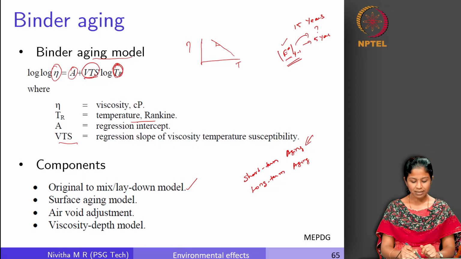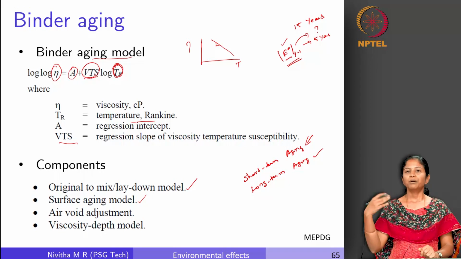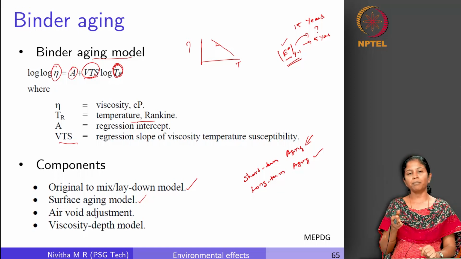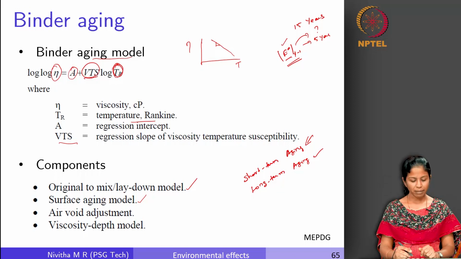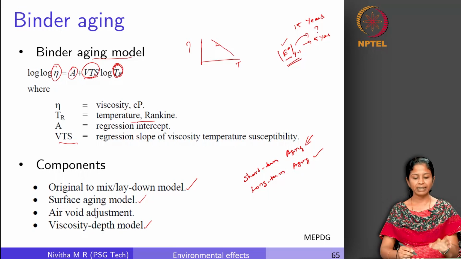Then it also has another component to take into account the surface aging model. Once it is laid, how does the surface stiffness vary with time? And once the surface stiffness is determined, the probable variation in stiffness along the depth can also be determined. That is the viscosity depth model. So, these are the 3 components of the binder aging model that we are interested in specifically.